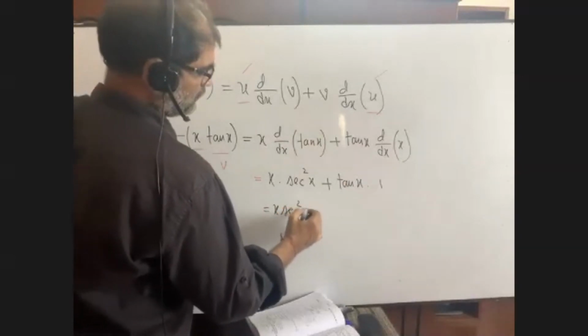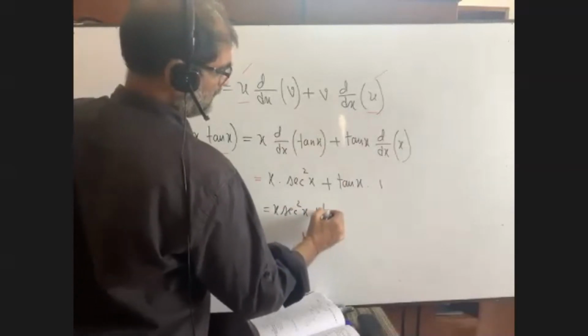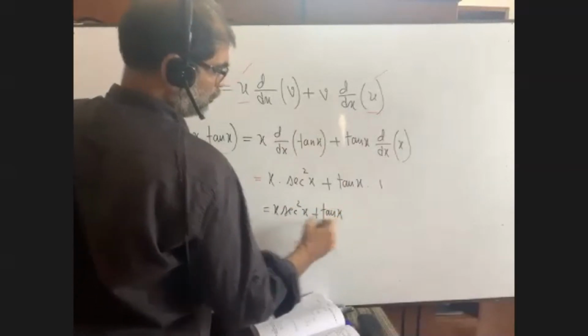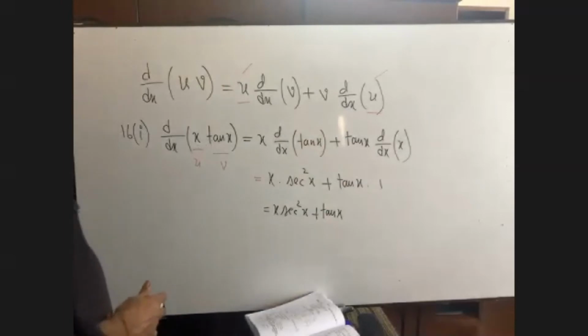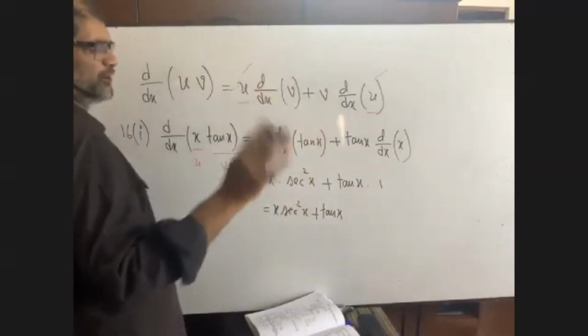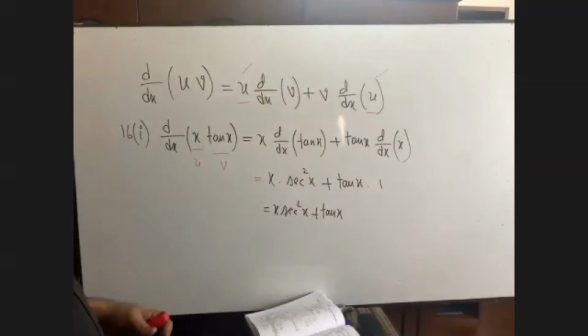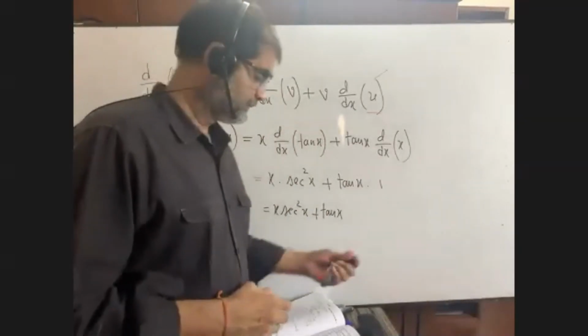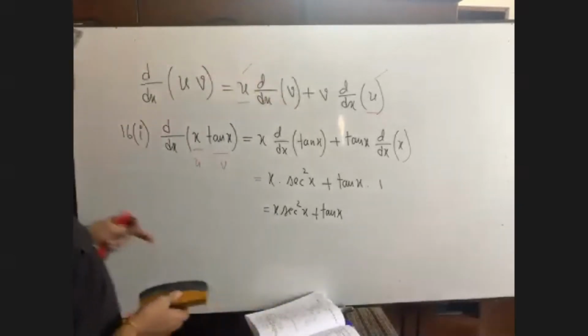Sec square x. We are done here. No need to proceed further. We can do anything, 1 plus 10 square x, and then no. It's done. It's enough that you have done. Question number 2.